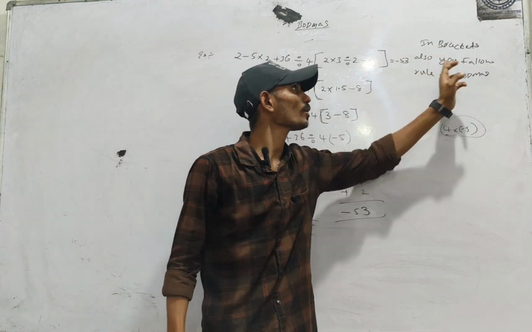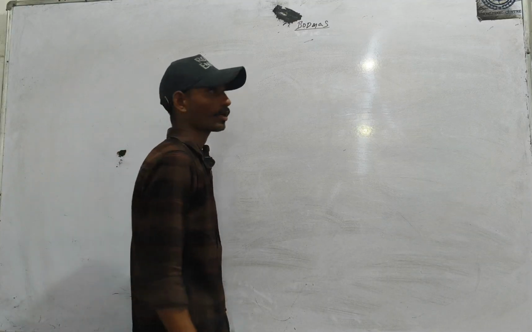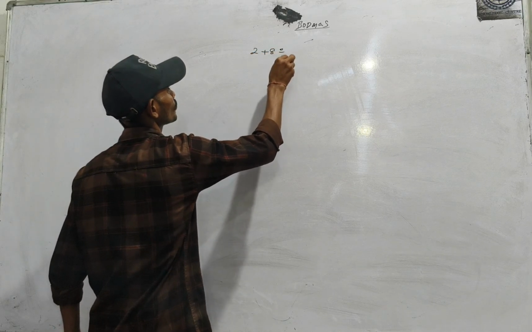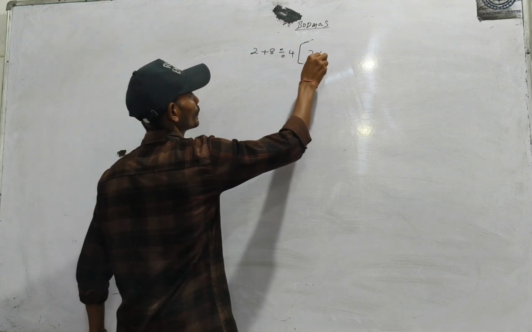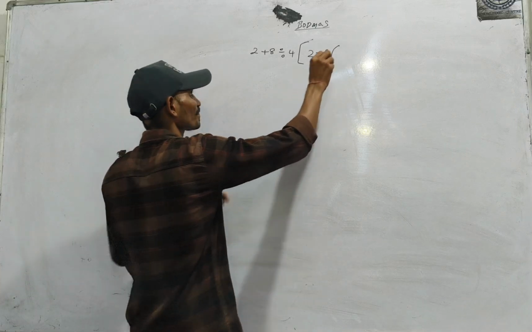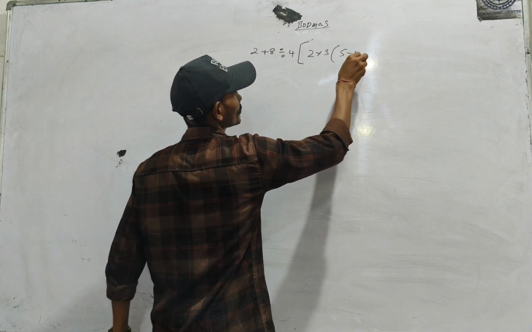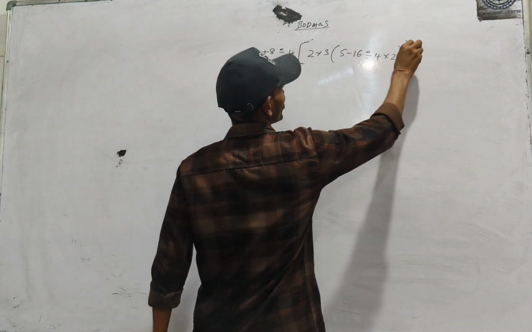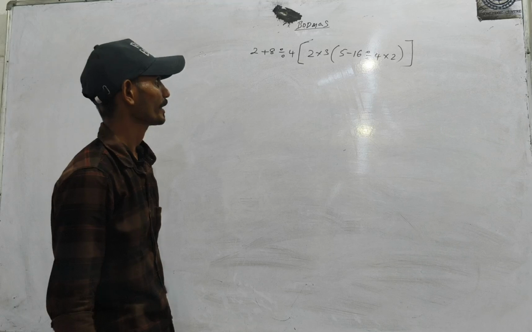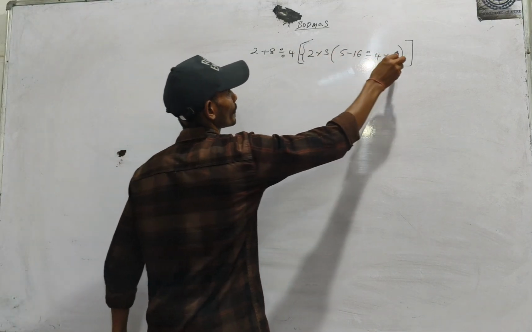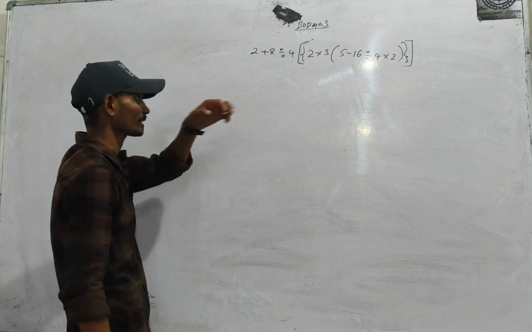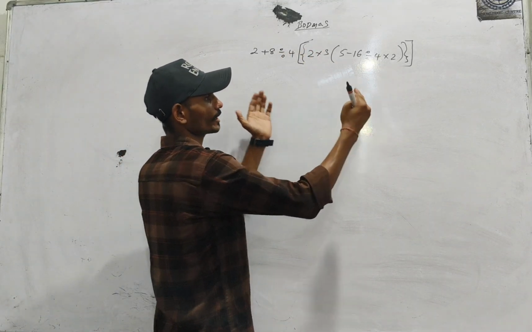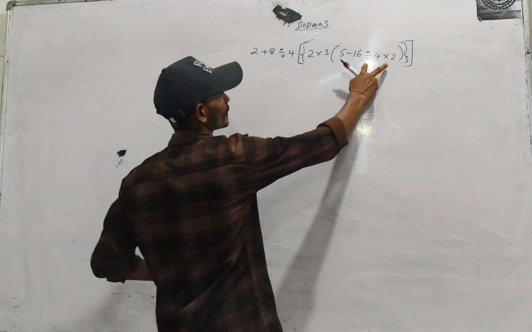Okay, in brackets also you follow the rule of BODMAS. Now I am going to give one more example: 2 plus 8 divided by 4, this is the bracket, and 2 into 3 half, then 5 minus 16 divided by 4 into 2 of these brackets. This is the flower bracket. In brackets, first the half brackets, first inside, next outside, you follow this order. So the inside bracket is the half bracket.